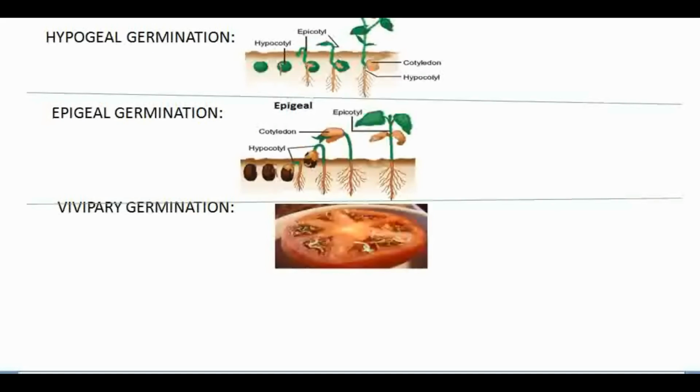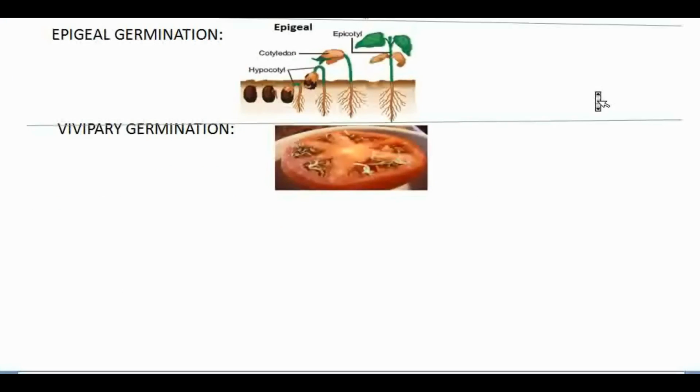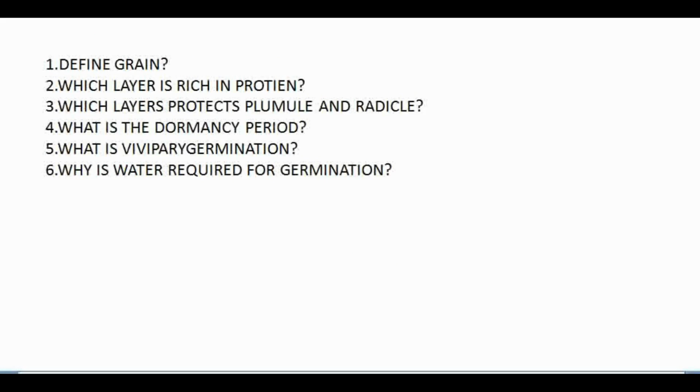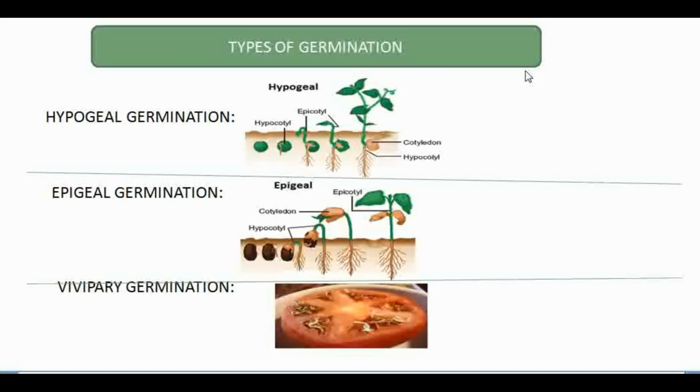Okay, so the next is these three types of germination. There are three types of germination here, as you guys can see. So the first germination is hypogeal germination, in which the seed and root, both of them, will remain underground and only allow the plant to go in. This is called hypogeal germination.